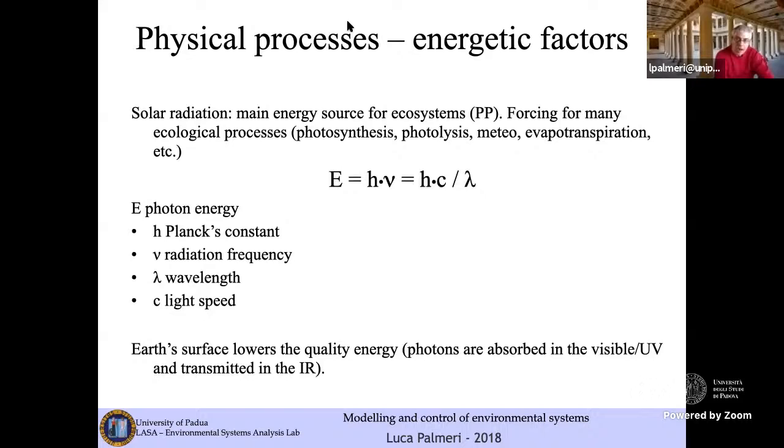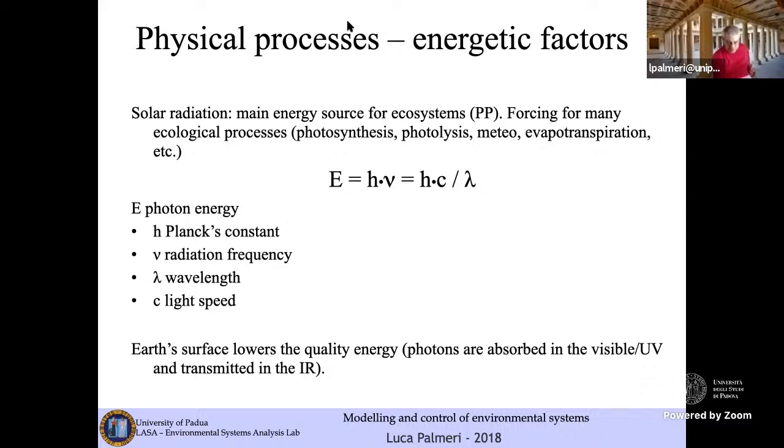Let me introduce our energetic factors. In particular, let us introduce models describing the effect of solar radiation. We have said that solar radiation is the main energy source for our ecosystems. In particular, this is relevant in order to describe a process that we have identified as primary production. And we have seen that solar radiation is the main forcing function for many ecological processes like photosynthesis, photolysis, meteo, evapotranspiration, and so on.